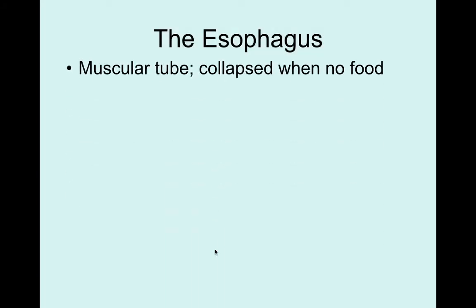Okay, let's talk more about the esophagus. The esophagus is a muscular tube that is collapsed when there is no food in it. It is actually posterior to the trachea, which is the windpipe.